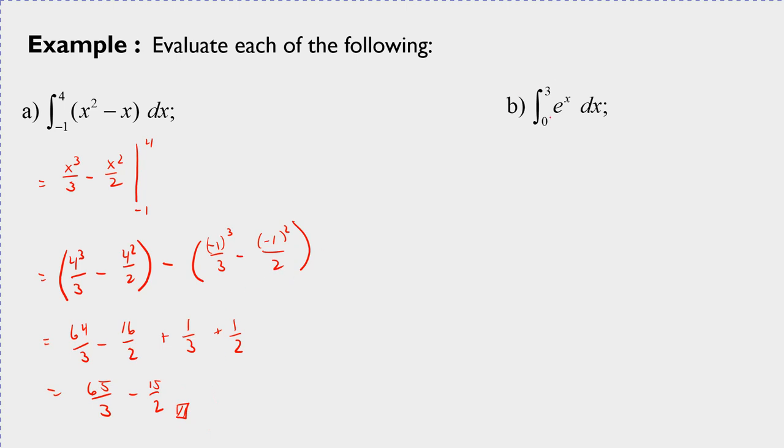And then again here, well, when you integrate e to the x, you just get e to the x evaluated from 0 to 3. So just plug in the 3. This is e to the third power minus plug in the 0, e to the 0, which is e to the third power minus 1.